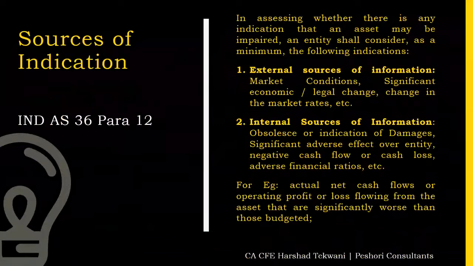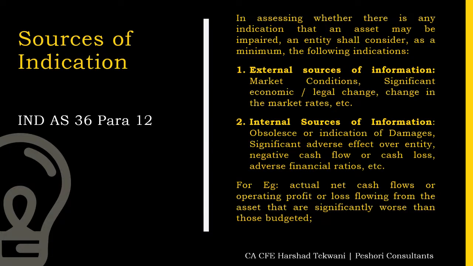Okay, as I said, there are two types of sources for the indications. These are the external sources and the internal sources. Now what are these? External sources can be market conditions, significant economic changes, changes in the legal requirement, change in the economic scenario of the country. There is a war, there is a pandemic, there's a lockdown, there's a change in the law which makes production very difficult. There can be various external factors because of which I can assess that there can be impairment.